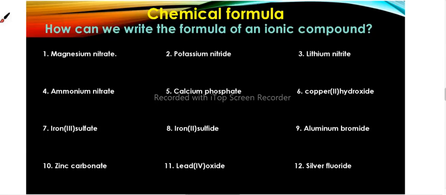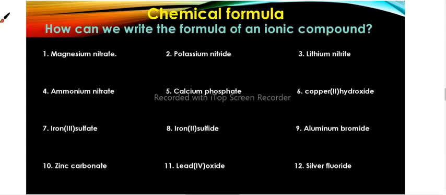So now we're going to study together how we can find the chemical formula of different ionic compounds. When talking about chemical formula, it is the number of atoms presented inside the compound. So how can we do that? We're going to learn together a cross-multiply rule. Let's start with the first example.